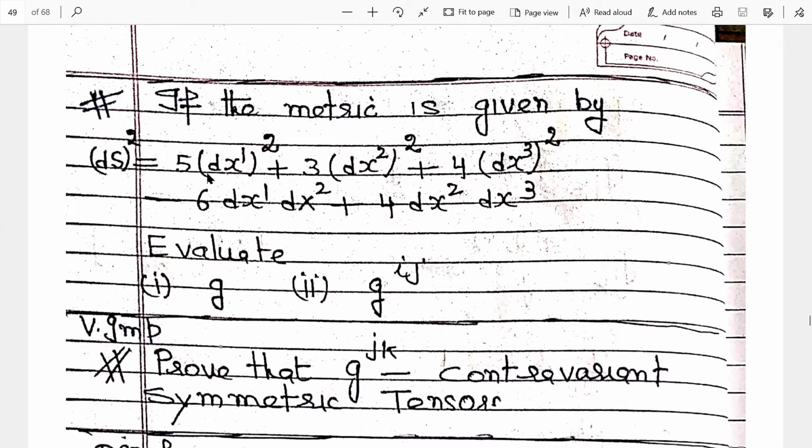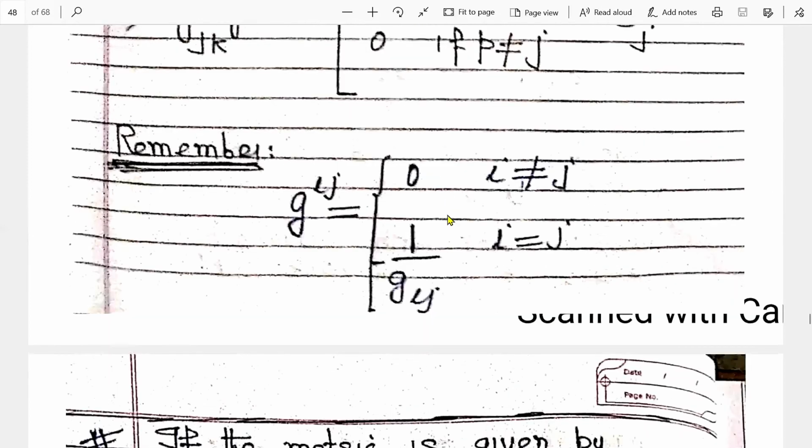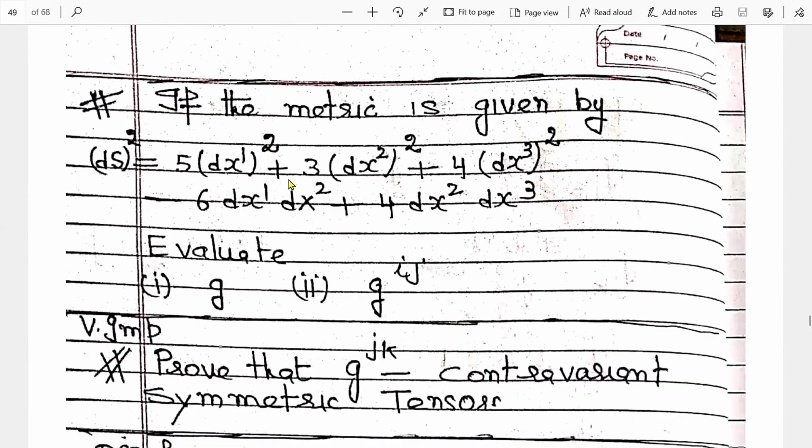So G11 is 5, G22 is 3, G33 is 4, G12 and G21 are minus 3, G23 and G32 are 2. So this is a matrix, the others are 0. So in that case, we can evaluate G. Now in this case, we cannot apply this result. Why? Because it has some non-diagonal entries that are non-zero.